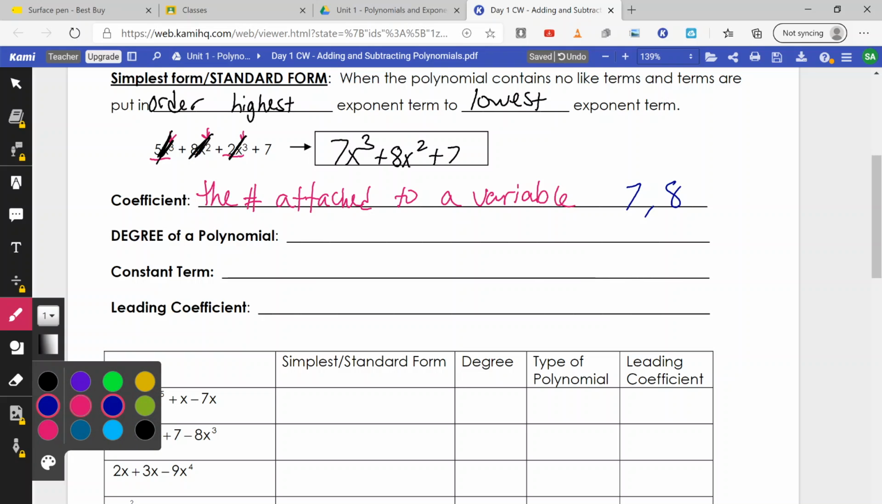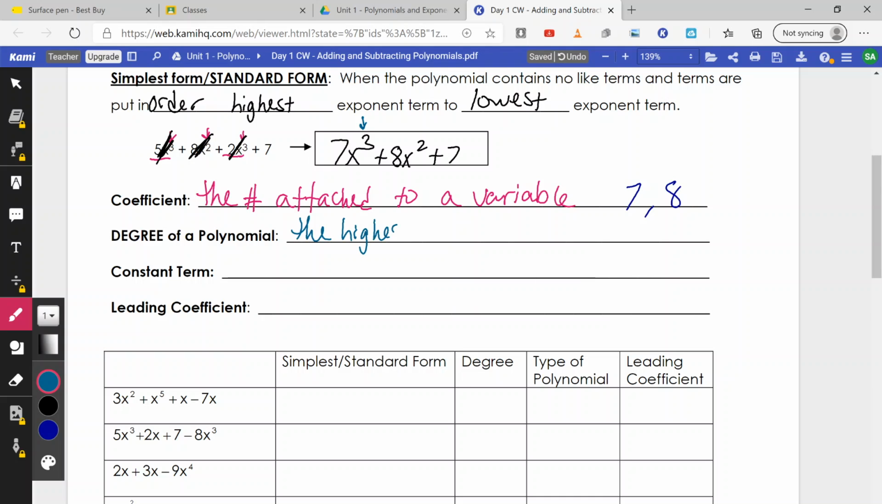Now the degree of a polynomial is the highest exponent, the exponent on the leading term. So here we have an exponent of 3. So the highest exponent in this, again, we'll use the same example, the highest exponent is 3. So that is the degree of our polynomial here.